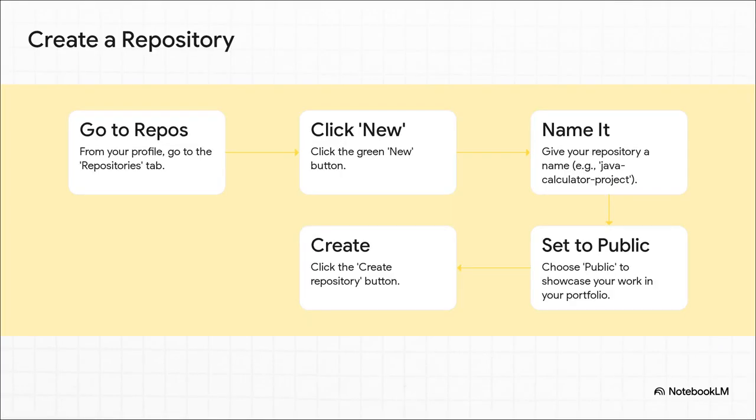Okay, you're in. Now, from your main profile page, look for a tab that says Repositories. Click on that. You should see a big green button that says New. Let's click it. Now we just need to give our project a name. Let's call it something like Java-calculator-project for this example. You can add a description if you want, but the important part for now is to choose public. Then just hit that Create Repository button.